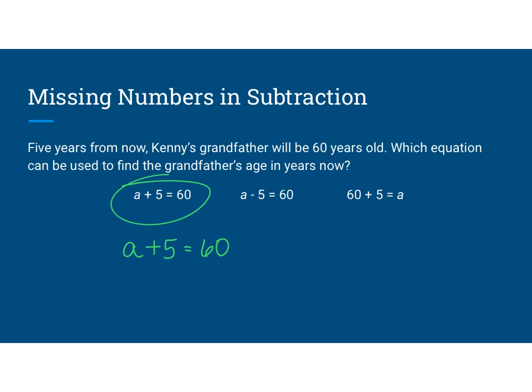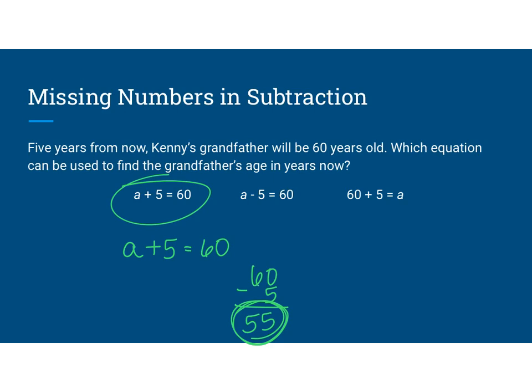Yes, ma'am. 55. Okay, we use the inverse operation. I have an addition equation. So I work backwards. I work in reverse. I'm going to take 60 minus 5, which tells me that right now, Kenny's grandfather is 55 years old. If I used A minus 5, that would be his current age, and I would be taking 5 years away. I don't want to do that. I'm adding years. 5 years from now, so that's plus 5.